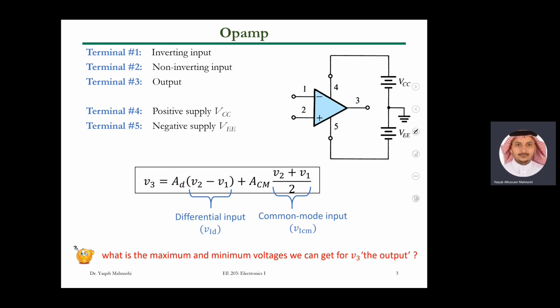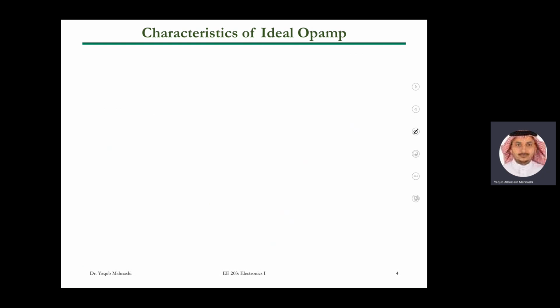So how can we use the op-amp? The op-amp can be used in two configurations. It is either an open loop, which means there is no connection from the output to the input. Or it can be a closed loop, where there is a connection from the output to the input, and we will deal with both.